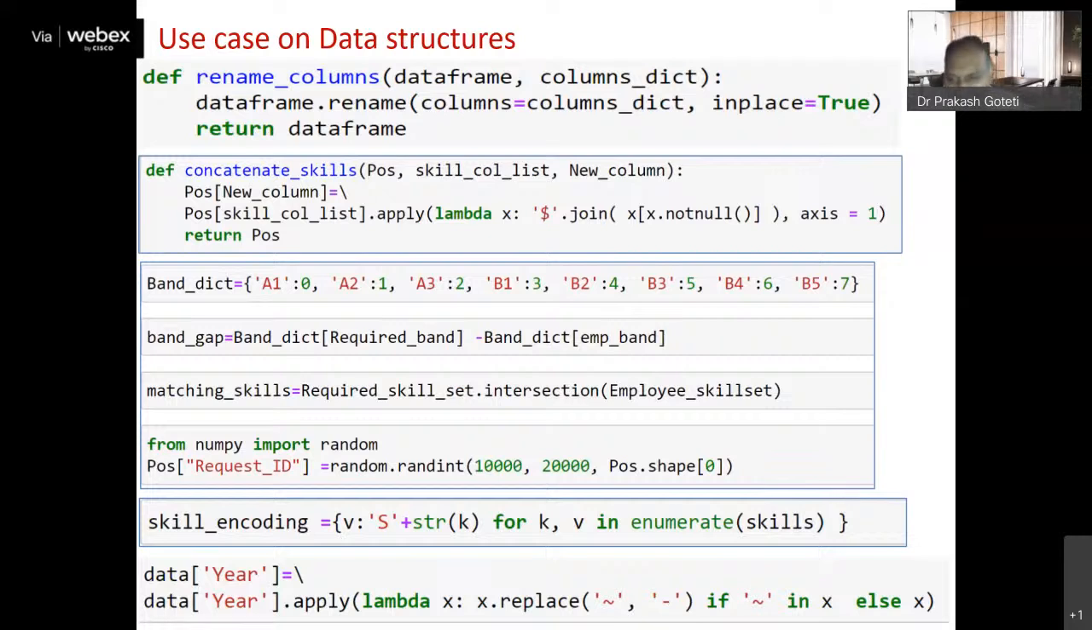Similarly, you may want to match the skills. You populate the skills required for the project in a set data structure, and you do the intersection operation on the set of skills required for the project and the set of skills that the person has, and based on the matching percentage you can make a recommendation. You can create some dummy IDs like this, and you can encode the skills also using lambda expressions, list and dictionary comprehensions. So lambda expressions, dictionary comprehensions, list comprehensions, functions, these are the main things that one should learn.